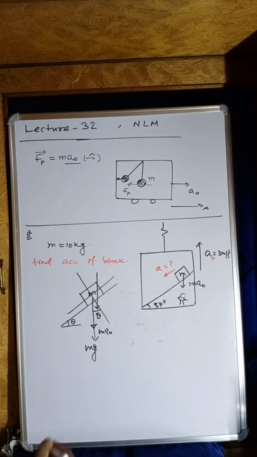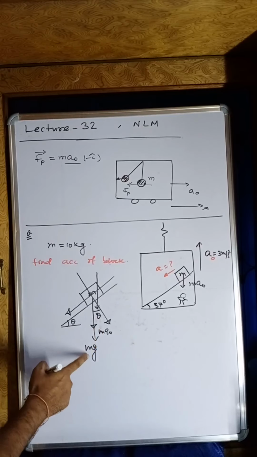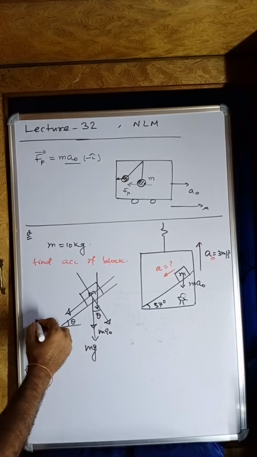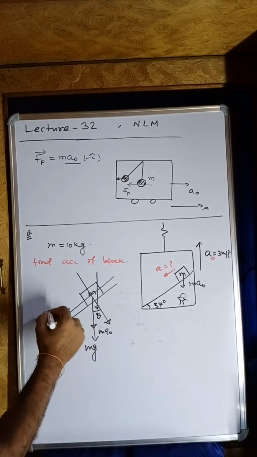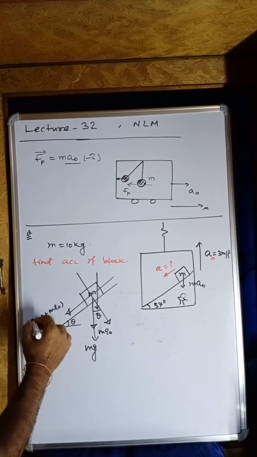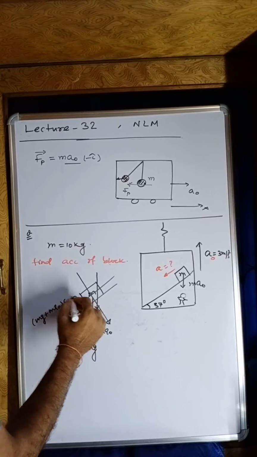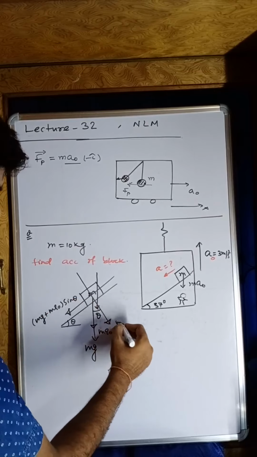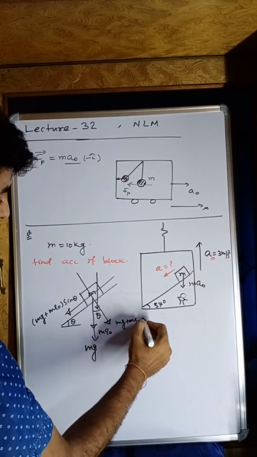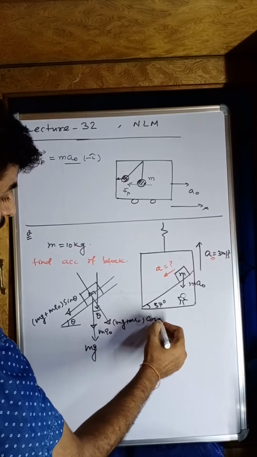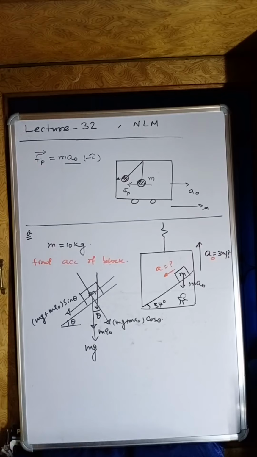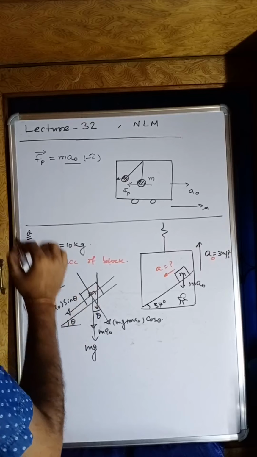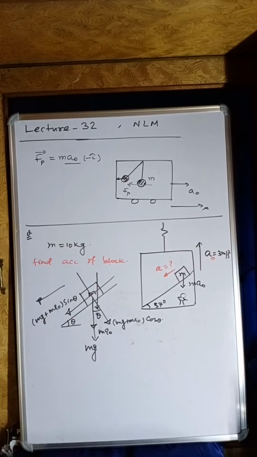Okay. Now my dear students, we can write in this direction, and in this direction the component. In this direction the component will be (mg plus m a naught) sine theta, and here (mg plus m a naught) cos theta. Okay, is there any force in backward direction also? No. So this force is bringing the block in downward direction.